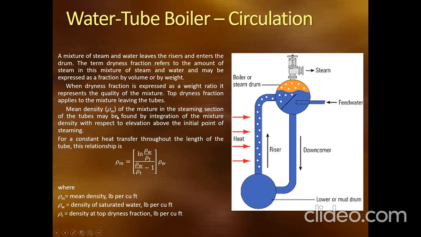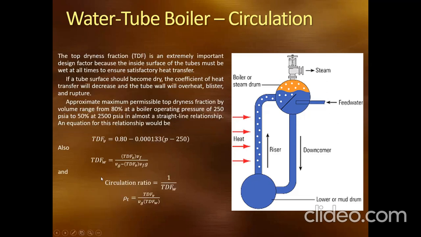Mean density, rho M, of the mixture in the steaming section of the tubes may be found by integration of the mixture density with respect to the elevation above the initial point of steaming. For a constant heat transfer throughout the length of this tube, this relationship is rho sub m is equal to ln of rho w over rho t divided by rho w divided by rho t minus 1 times rho w, where rho m is the mean density, rho w is the density of saturated water, and rho sub t is the density at top dryness fraction.